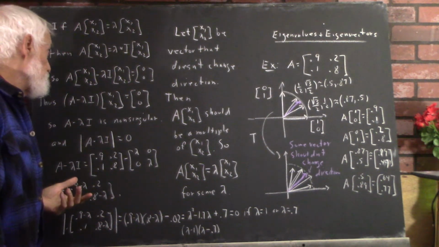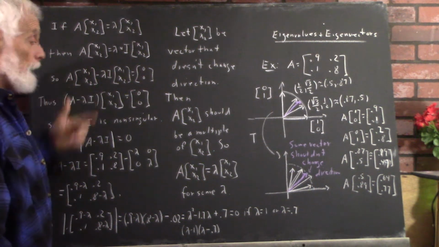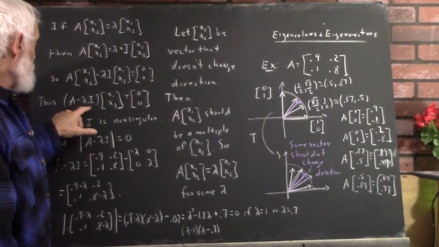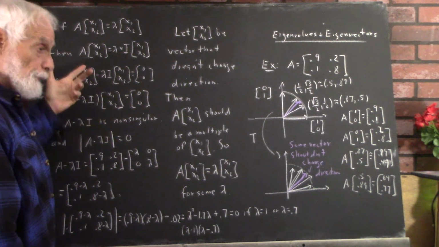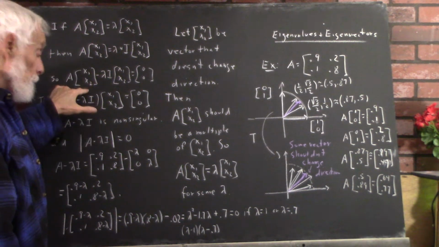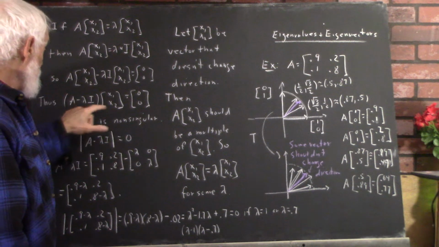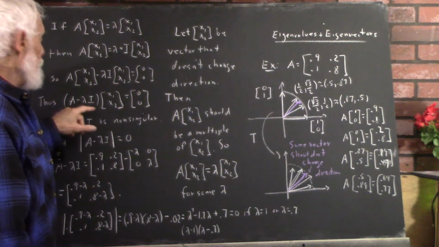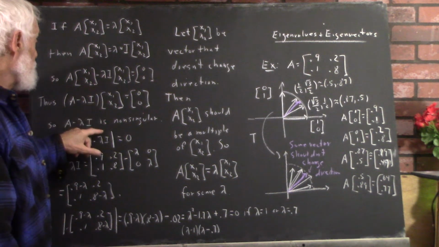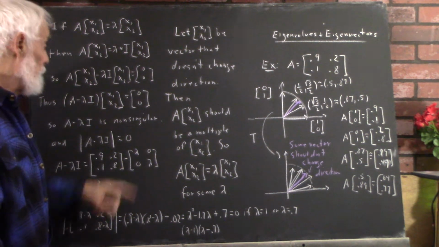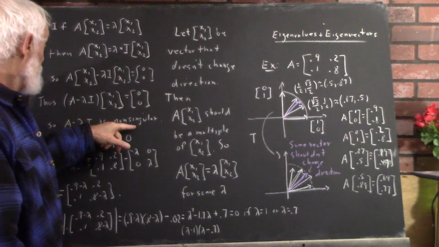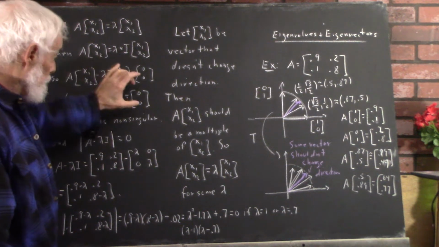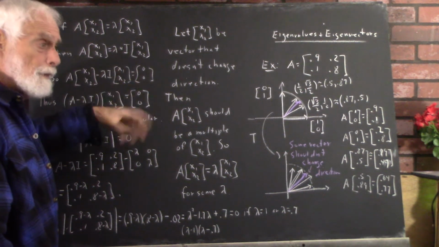Then, matrix-vector multiplication is distributive. So (A minus lambda I) times the (x1, x2) vector is the same as A times the (x1, x2) vector minus lambda I times the (x1, x2) vector. Which means that this matrix, A minus lambda I, has to be singular. If it was non-singular, it would be invertible. Then (x1, x2) would be equal to the inverse of this matrix times the 0 vector, and that would be the 0 vector.